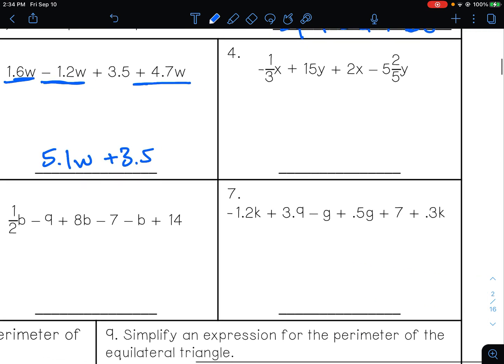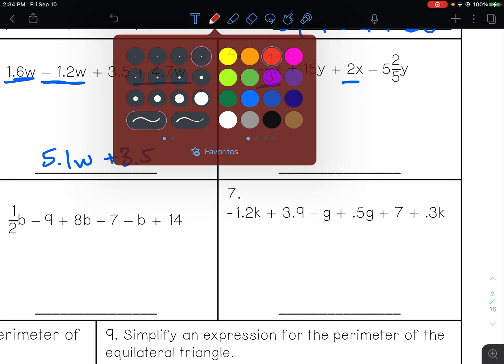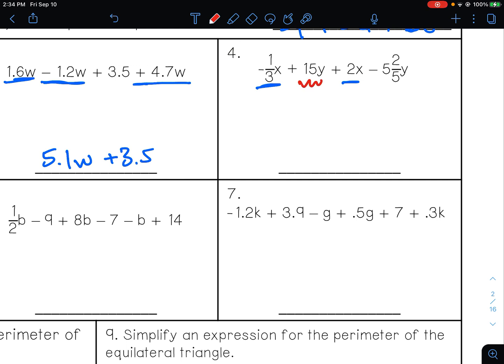Let's do the next one. I've got 1/3, negative 1/3 x. So any other x terms? The 2x, and that's it. And then with the y's, I've got 15y and negative 5 2/5 y. Goodness gracious. Fractions, horrible, horrible fractions. So let's go ahead and do the 2x minus 1/3.